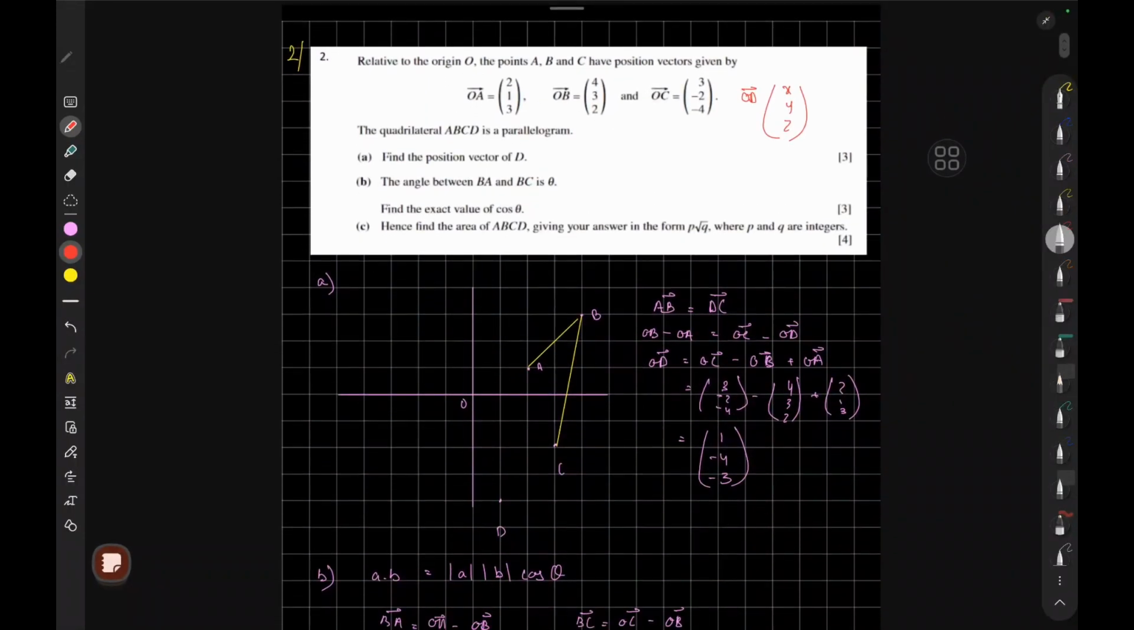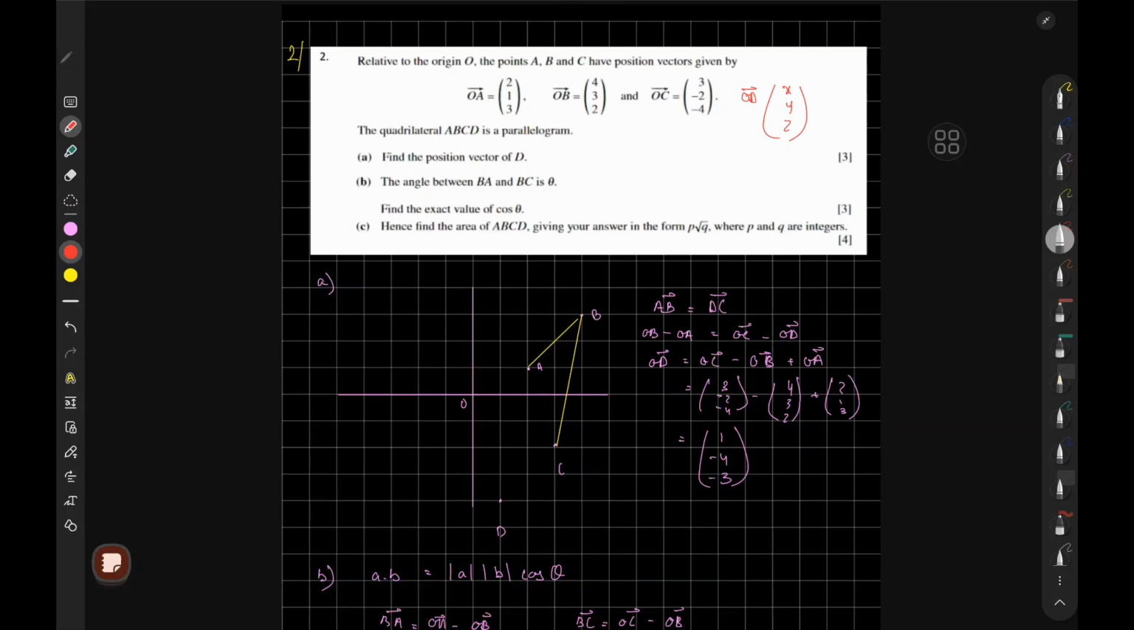Alright, question 2. Relative to the origin O, the points A, B and C have position vectors given by OA, OB and OC. The quadrilateral ABCD is a parallelogram. Find the position vector of D. So you know the points A, B and C, but what you don't know is the position vector for D, and they want you to figure out the position vector for D.